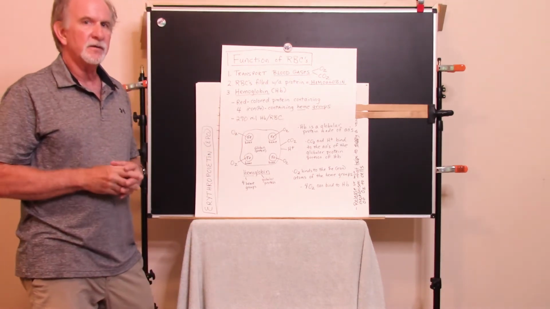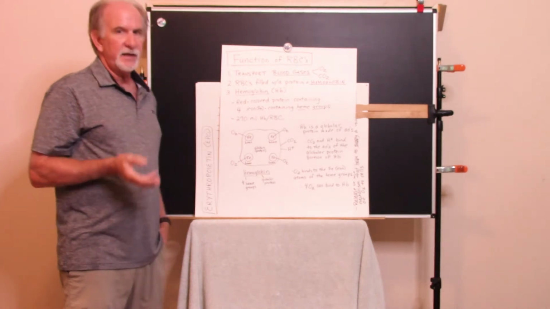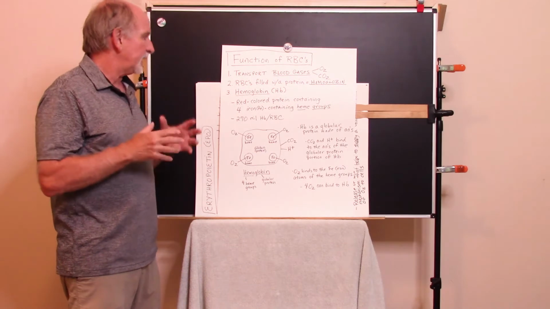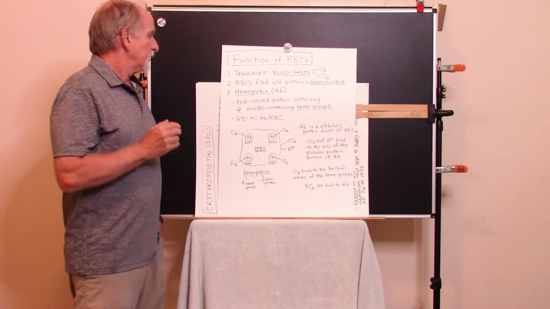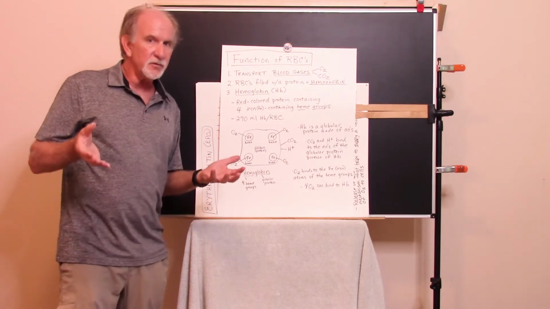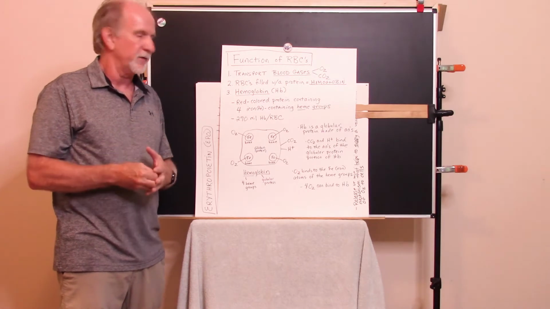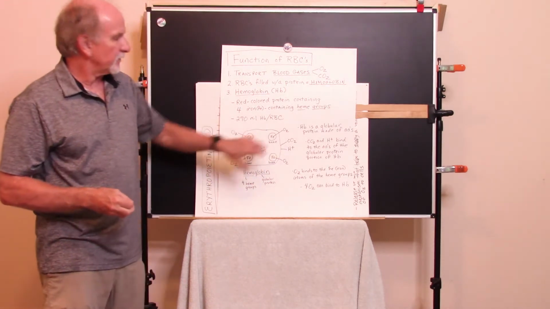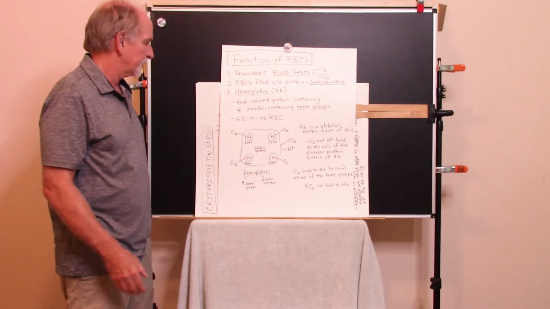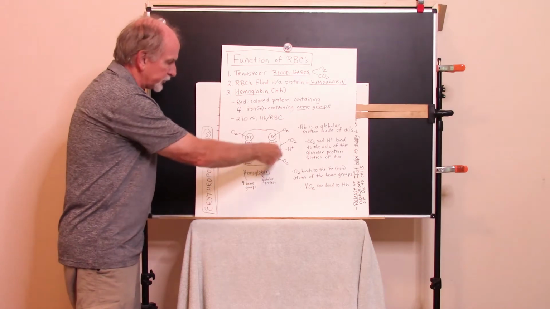So hemoglobin is a red-colored protein containing 4 iron-containing heme groups. So there are approximately 270 million hemoglobin molecules in each red blood cell. So I've drawn this as a representation of a hemoglobin molecule. And this right here would be the globin portion.